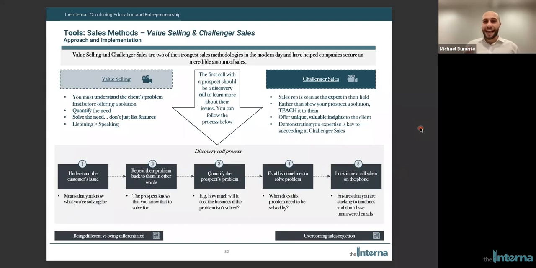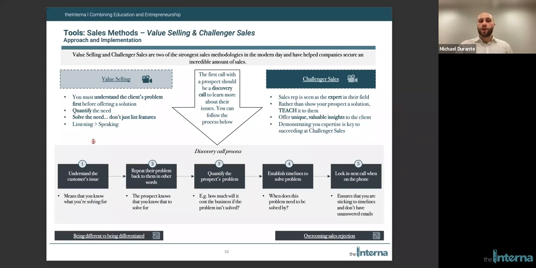So value selling is a very interesting technique that you can use. It's not easy, because you're trying to drill down into a problem, quantify that problem, and at the same time find the right feature to offer that client that will solve the issue. So it's not an easy technique to use, but it's certainly one that's worthwhile implementing into your business. So if we're looking at value selling and saying, okay, how can we actually implement that into our business?